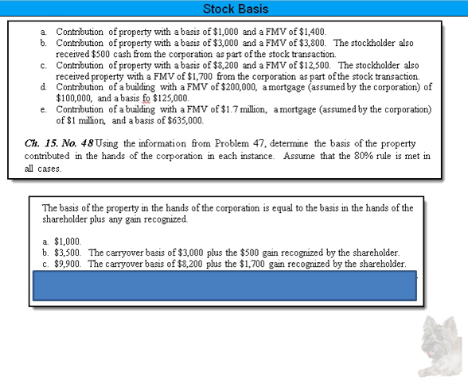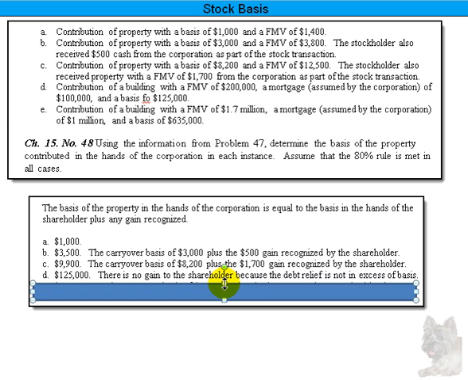So we're talking about $9,900 would be the basis in the property from the hands of the corporation. So we've got the carryover basis of the $8,200 plus the $1,700, which was the gain recognized by the shareholder. Okay, then on D, it's $125,000, which is the, let's go through the facts again. Fair market value of $200,000, a mortgage of $100,000, a basis of $125,000. Now the basis stands because there was no gain recognized by the shareholder. And then I'll move this away entirely, and we'll tackle Part E.